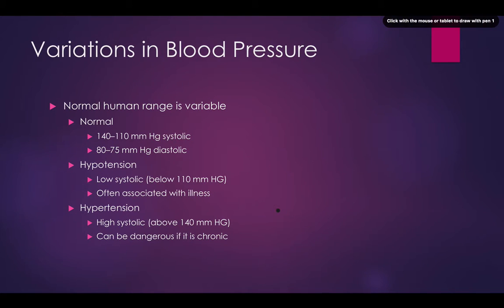So let's see, the normal range of blood pressure for anybody is going to be with a systolic number between 110 and 140, and a diastolic number between 80 and 75, somewhere around there. That's normal. Hypotension means you have low numbers, so these are going to be below 110. Hypertension or pre-hypertension is going to be when you have a systolic number higher than 140. So that can be dangerous as well.